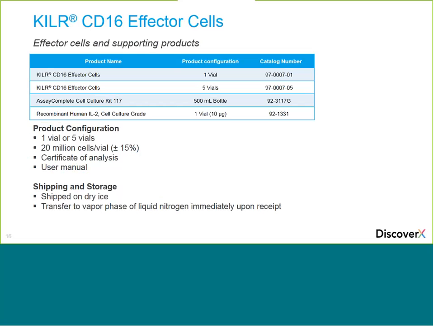So the KILR CD16 effectors are sold as either a single vial or a 5-vial pack, and there is accompanying cell culture media and IL-2 required to propagate them. And so those are all provided on our website as supporting products. From the perspective of what you receive when you purchase the cells, they're typically shipped as 20 million cells per vial, plus or minus 15%. Each of these vials will come with a certificate of analysis and a user manual. Finally, the cells are shipped on dry ice, obviously. These are primary cells that are cryopreserved. It's very important that they be transferred to the vapor phase of liquid nitrogen when you do receive them because they are sensitive. But beyond that, they are quite straightforward to work with.